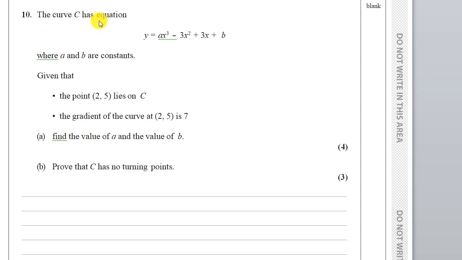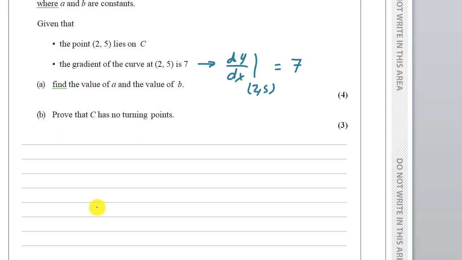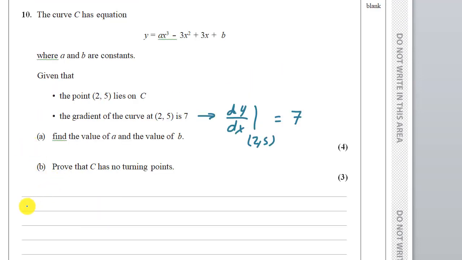The curve C has equation y equal to ax power 3 minus 3x squared plus 3x plus b, where a and b are constants. Given that the point 2 and 5 lies on the curve C, the gradient of the curve, which is dy by dx at 2 and 5, is equal to 7. Find the value of a and the value of b. Let us start to solve.